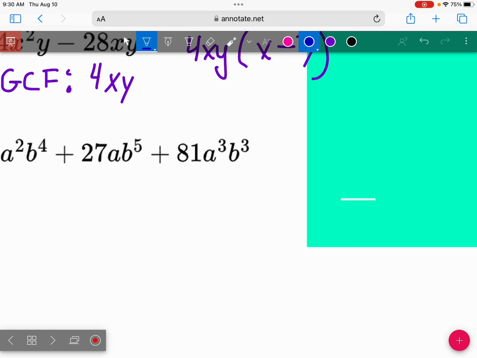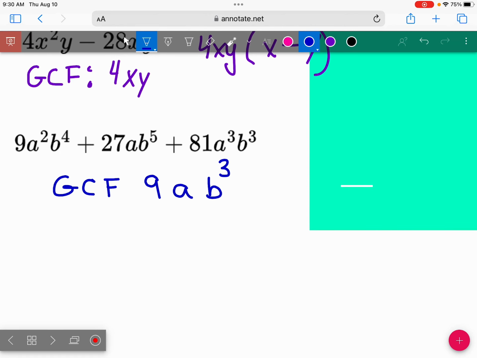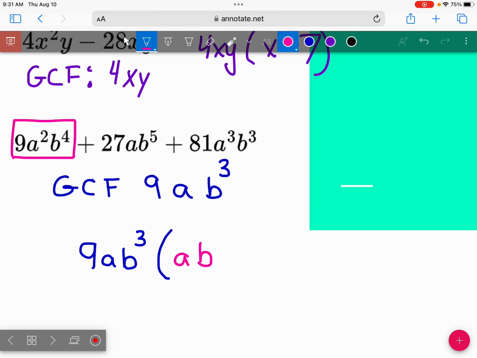What do they have in common? 9ab. Just one b? It's 3 b's. I could take b cubed out of all of them. So when we write this factored out, we have our GCF out front, 9ab cubed. What is left over when I take 9ab cubed out of this guy? A and b.